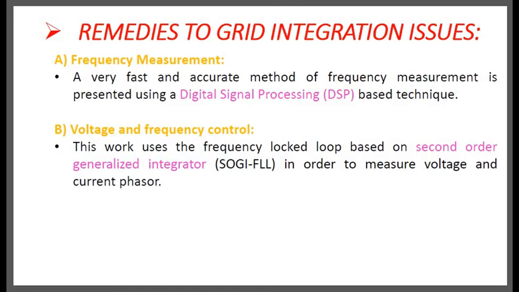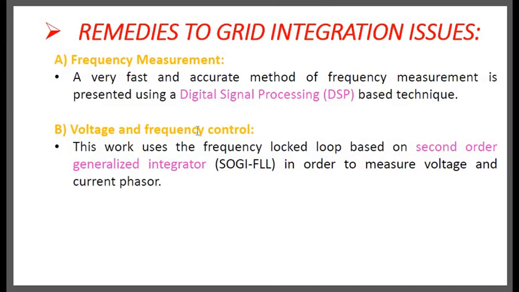Now remedies to grid integration issues. So the first one is frequency measurement. A very fast and accurate method of frequency measurement is presented using a digital signal processing, DSP, based technique. So by using this measurement technique, we can measure frequency very fast and control it by any method.